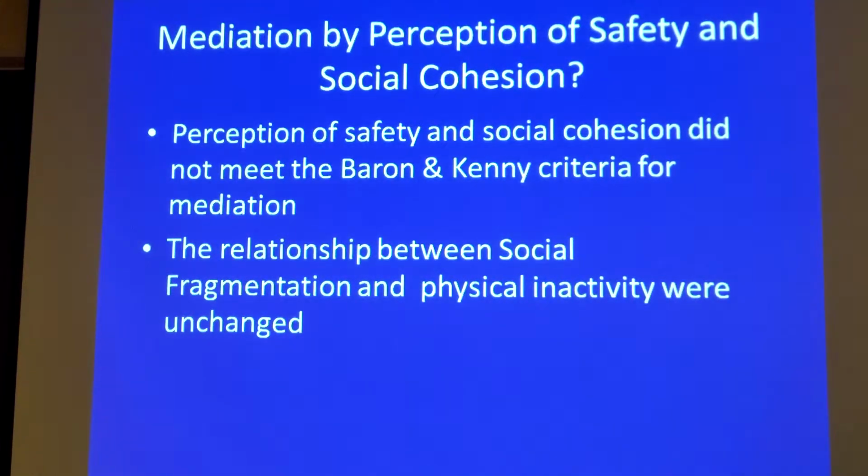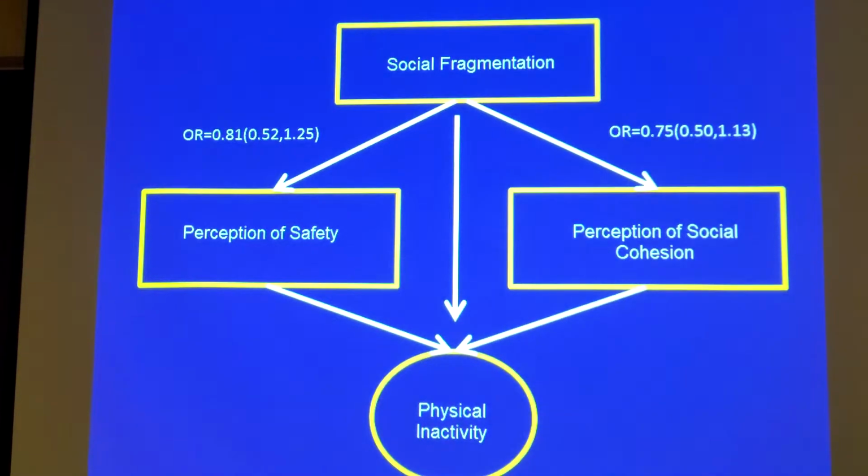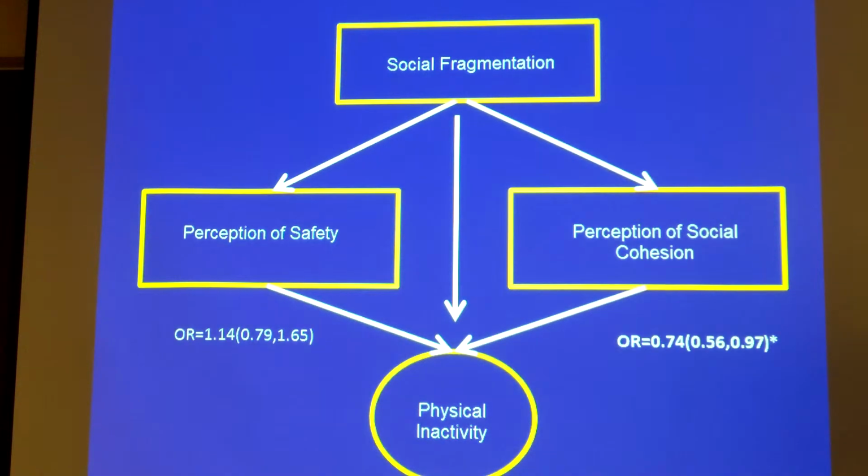So was there mediation? Did safety and social cohesion act as mediators between the social environment, so social fragmentation, and physical inactivity? I didn't find any evidence of that. For example, social fragmentation was not significantly associated with perception of safety nor perception of social cohesion. Perception of safety was not significantly associated with physical inactivity.